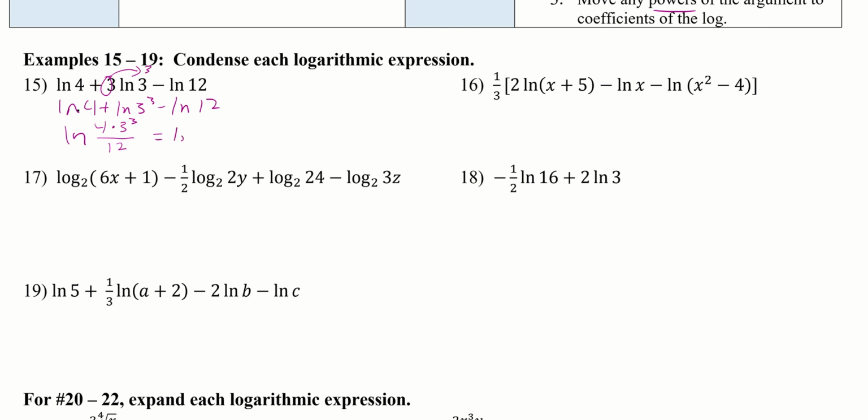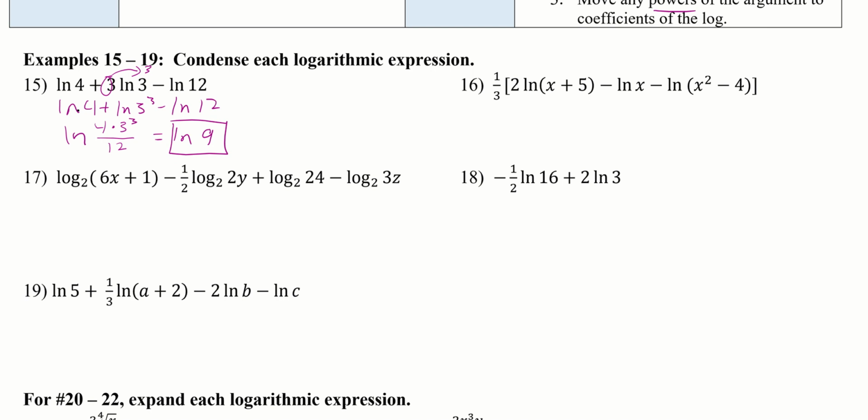Now we just need to clean this up a little bit, right? So this becomes ln of 4 times 27, and then that divided by 12 is going to simplify to ln of 9. Nice, so that's the idea of all of this. So you're going to put the powers up and then condense after that.